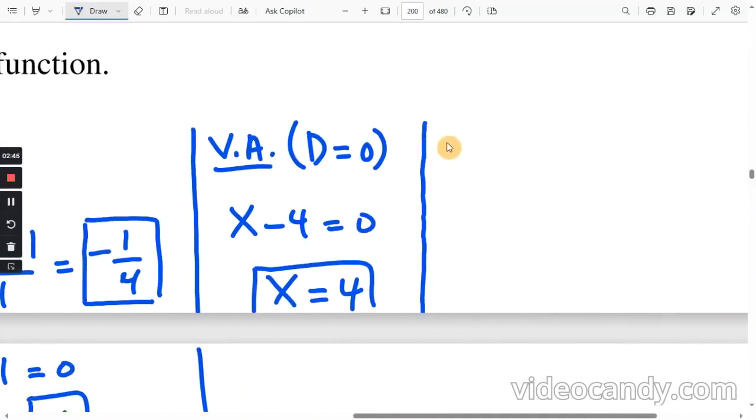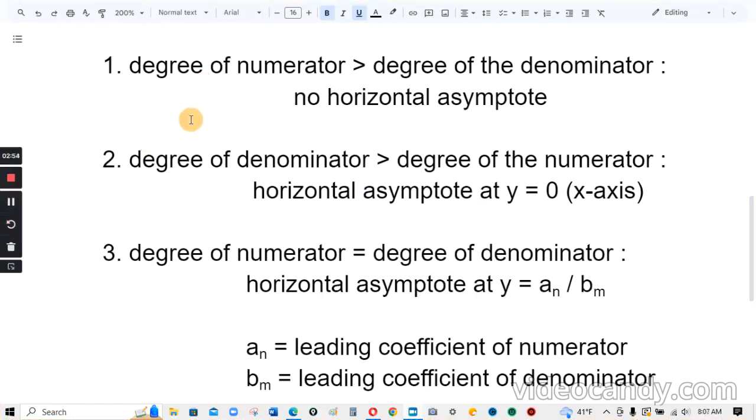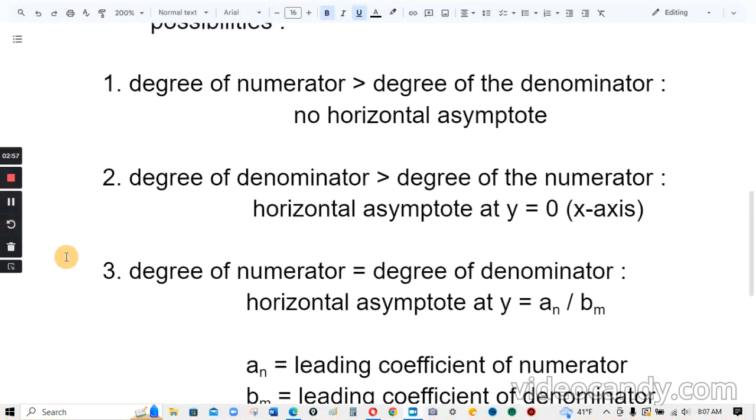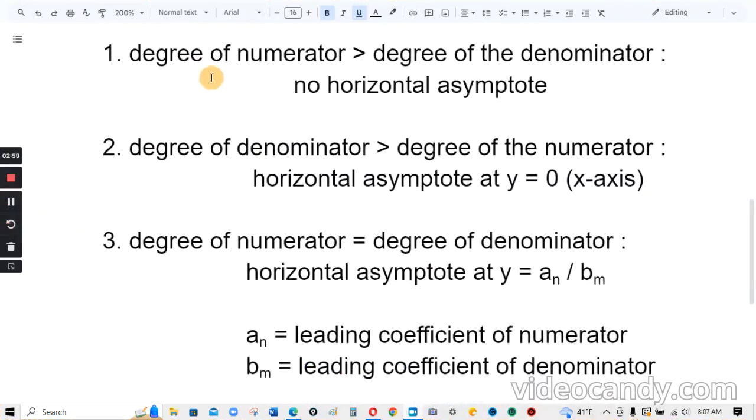Okay, finally, for the horizontal asymptote, let's look at the notes. All right, for the horizontal asymptote, remember we had 3 cases. If the degree of the numerator is greater, there's no horizontal asymptote. If the degree of the denominator is greater, the horizontal asymptote is y equals 0. If the degrees are equal, you just take the leading coefficient in the numerator and denominator, and make it a fraction.